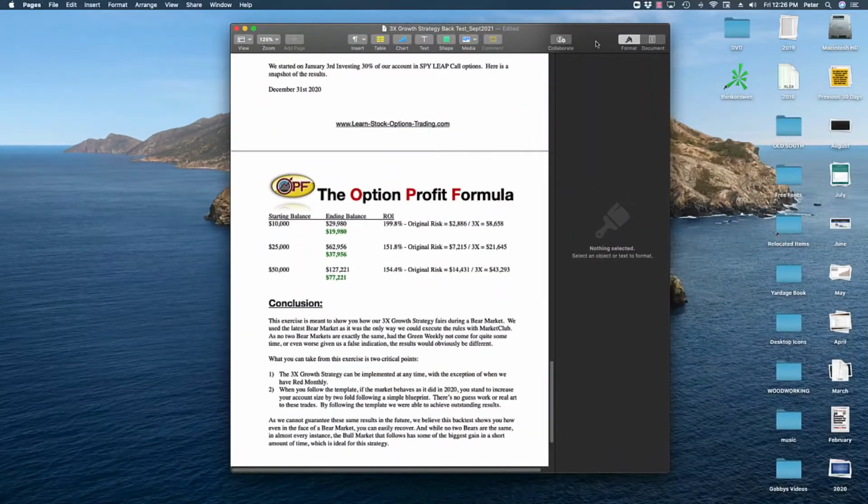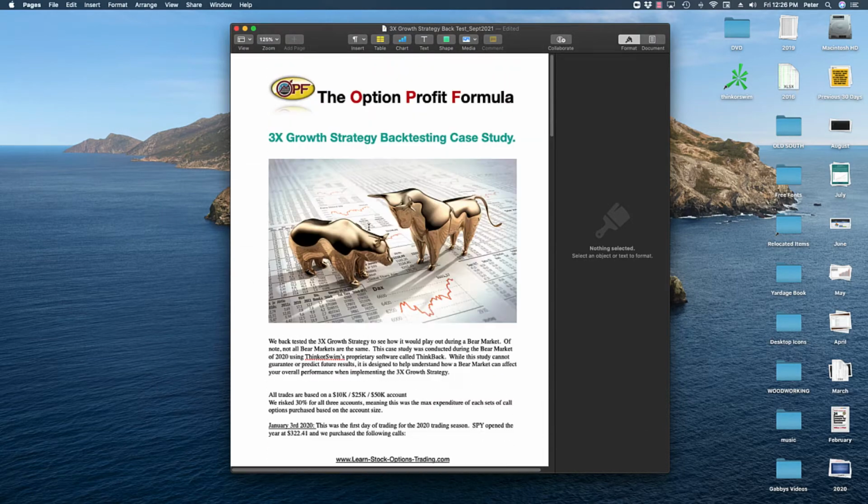Okay, so what is the 3X growth strategy that I'm talking about? Well, this is actually a strategy that we teach our members in the Success Academy. And although I'm not going to show you guys exactly how this strategy works, because that just wouldn't be fair to our members that pay to learn this strategy, I am going to take you on my journey. And I'm going to start with something I did.